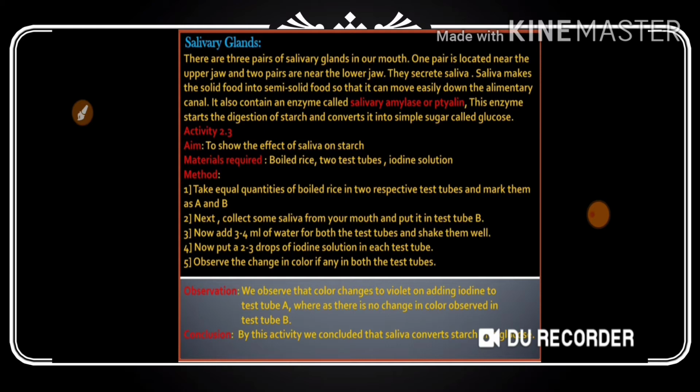So it makes the solid food into semi-solid food, like a bolus structure, which is very important to move easily through the esophagus, nothing but the food pipe, which makes digestion easier. Are you getting my point? So this is about the salivary gland.